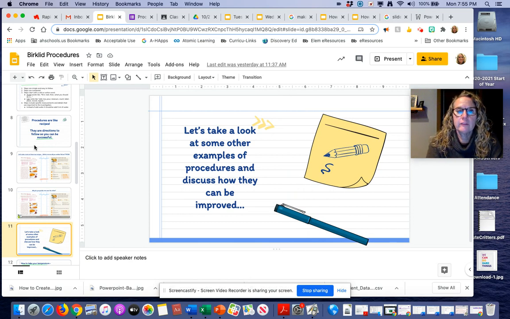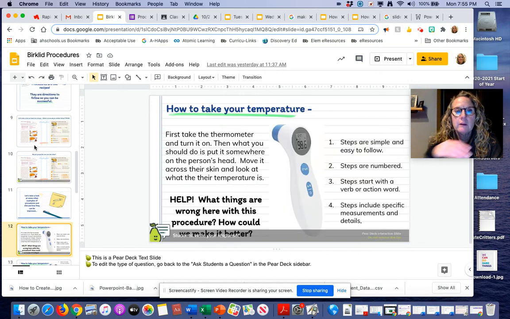Let's take another look at some other examples of procedure and discuss how they can be made better. So first of all, it says how to take your temperature. Take the thermometer and turn it on. Then what you should do is put it somewhere on a person's head and move it across their skin and look at what the temperature is. There's lots of things wrong here. What would we do to make it better?